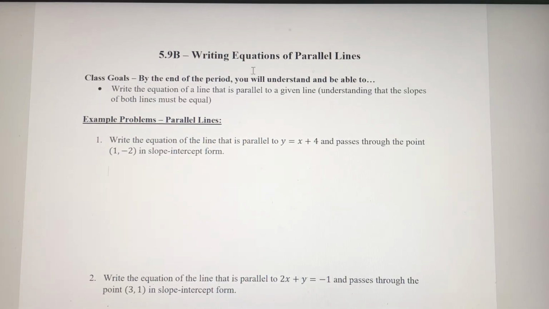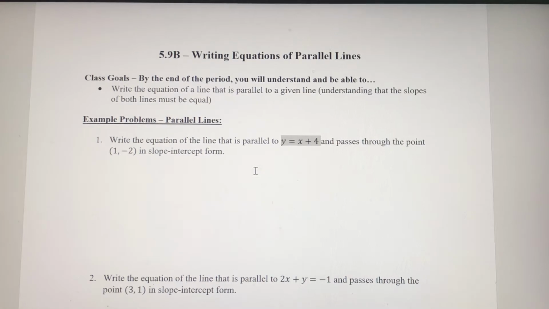All right, so in this video, we're going to be writing equations of parallel lines. One thing we need to remember is that parallel lines must have equal slopes. The slopes must be equal. So in number one, we're given the equation of a line. The equation of the line is y equals x plus 4.